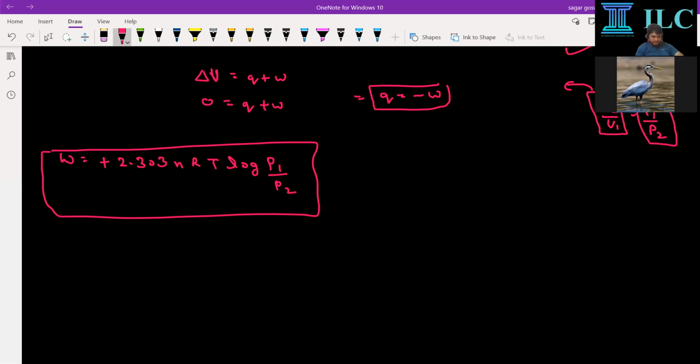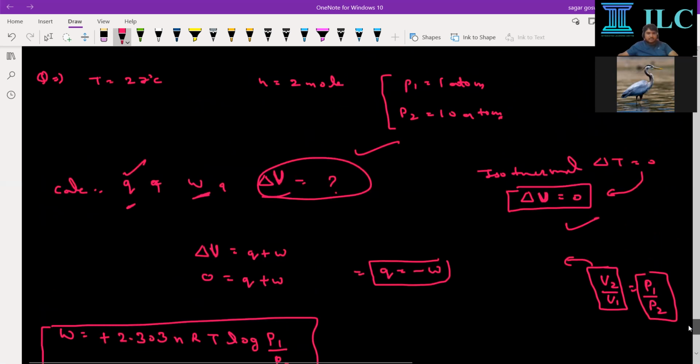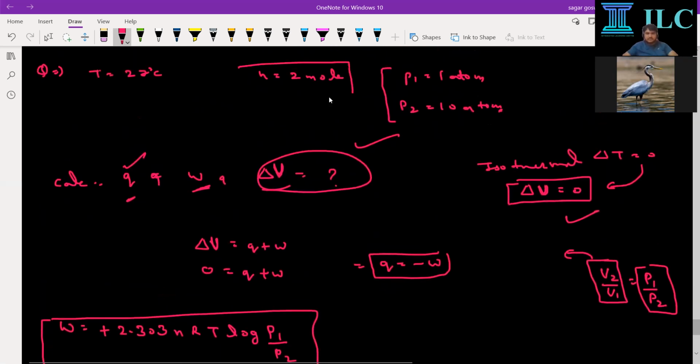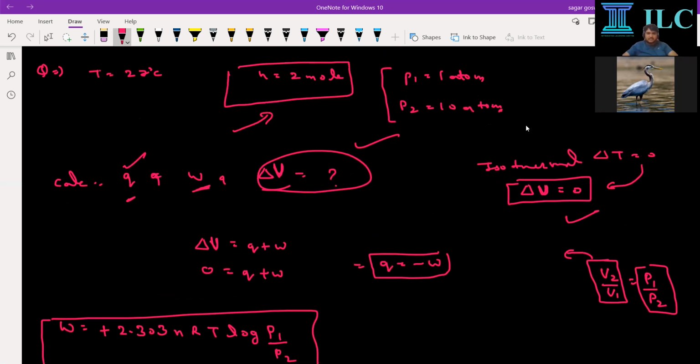So W equals 2.303 times the number of moles, which is 9, right? Wait, number of moles, Vishnu. Number of moles. Oh, it's 2. Okay, I thought it was something else. So it's 2 times, wait, was it 0.0821?